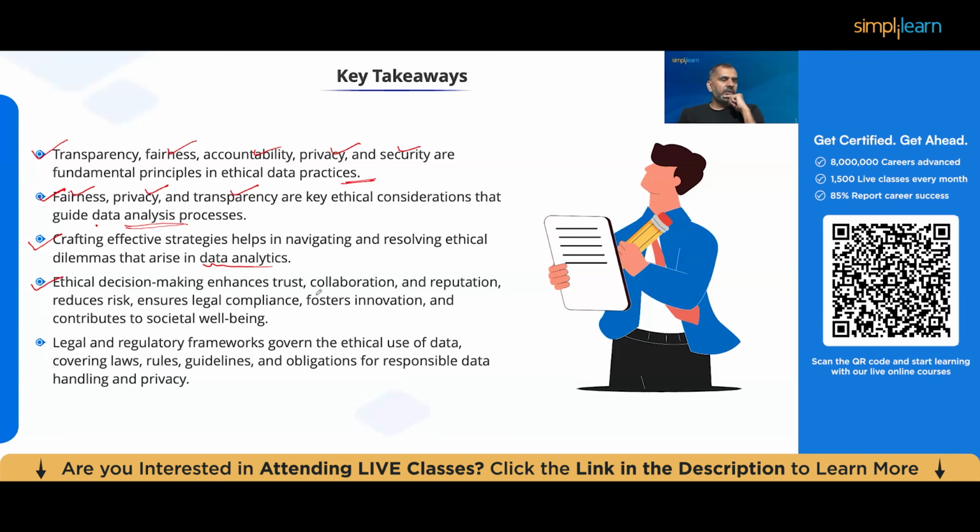Ethical decision making enhances trust, collaboration, and reputation, reduces risk, ensures legal compliance, fosters innovation, and contributes to social well-being. So if any organization follows data ethical practices, if the decision making is all ethical, not like Cambridge Analytica or the Facebook use case, can we say that it will help build trust among users, help build the reputation of the organization, ensure all kinds of legal compliance, even foster innovation, and all these things will happen.